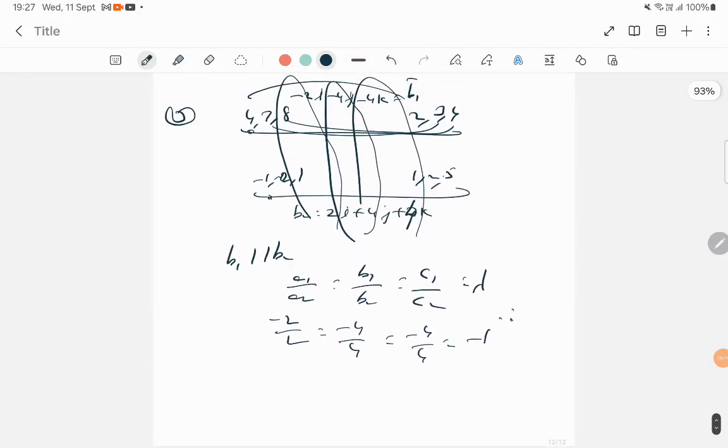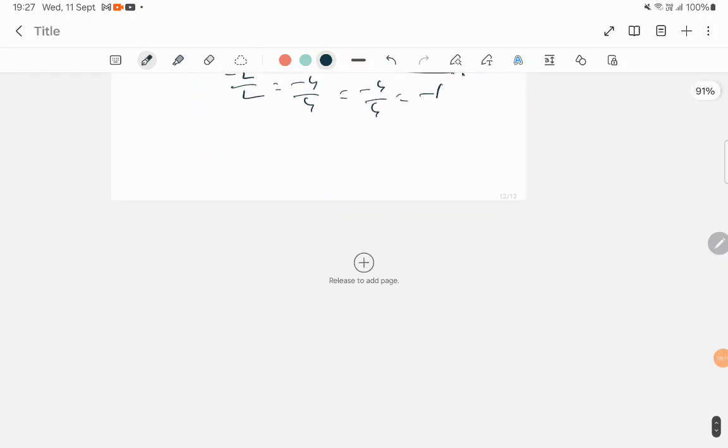So let's go to next. The condition is this. A1 by A2 is, you should know the condition. So let's go to next question, which is the fourth question.